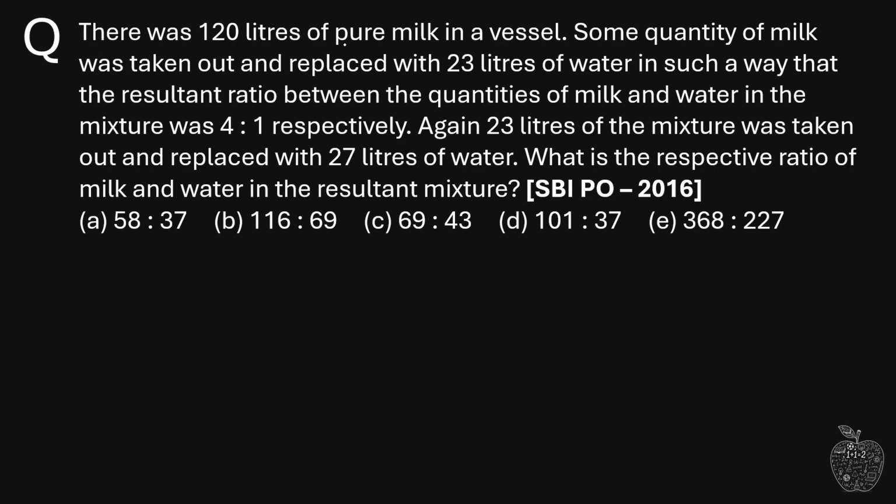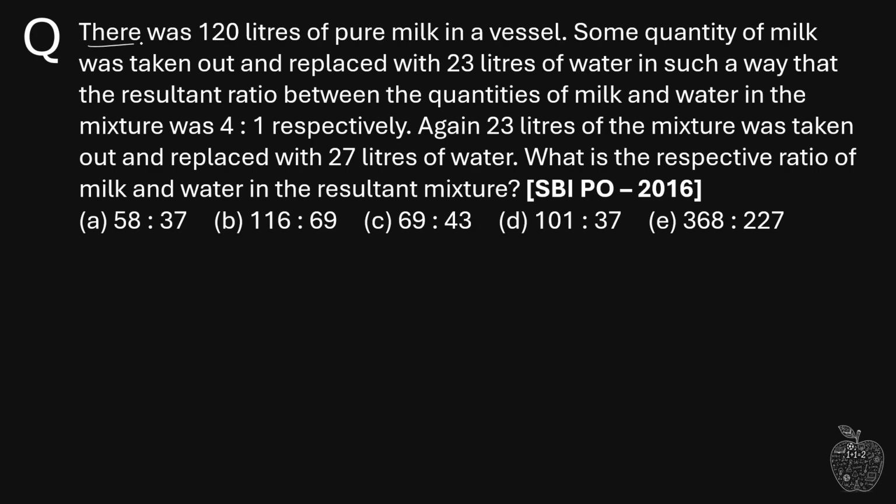There was 120 liters of pure milk in a vessel. Some quantity of milk was taken out and replaced with 23 liters of water in such a way that the resultant ratio between the quantities of milk and water in the mixture was 4:1 respectively. Again, 23 liters of mixture was taken out and replaced with 27 liters of water. What is the respective ratio of milk and water in the resultant mixture?